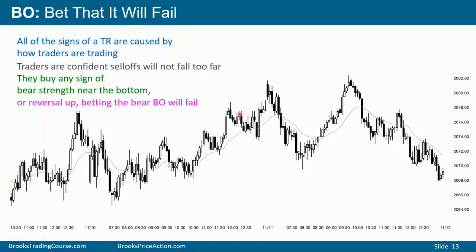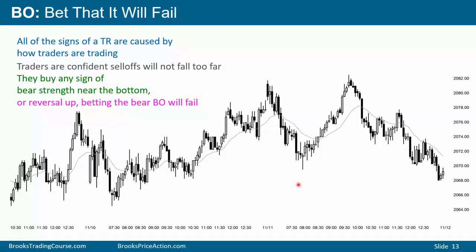The bears are much more interested in selling rallies, but they're not willing to hold their shorts for very long because they're not confident the reversals down will get very far. And the bulls are not willing to buy high. They're looking to sell rallies to take profits on the longs that they bought lower. Bulls are buying low, selling high. Bears are selling high and buying low. So both bulls and bears are buying low, selling high, and both are taking quick profits. And the result is a trading range.